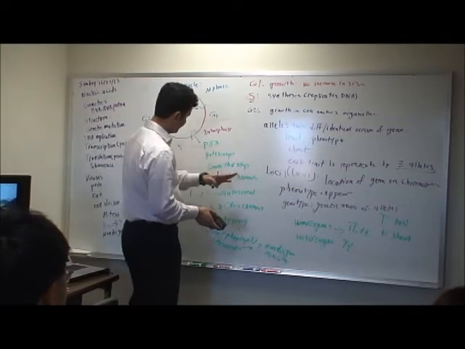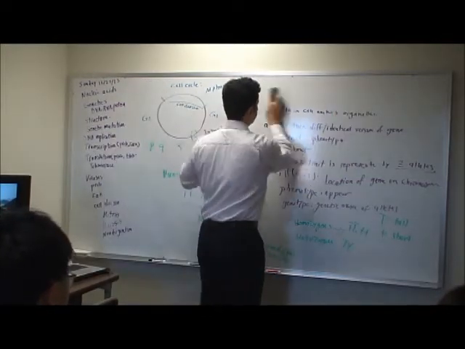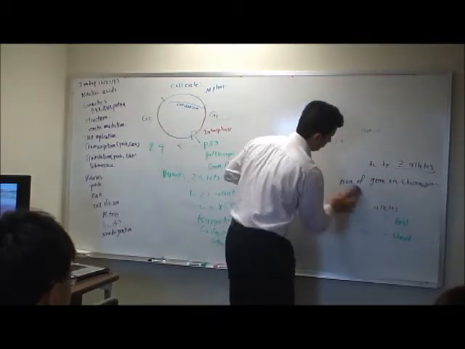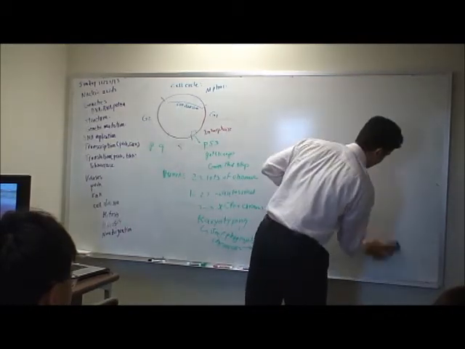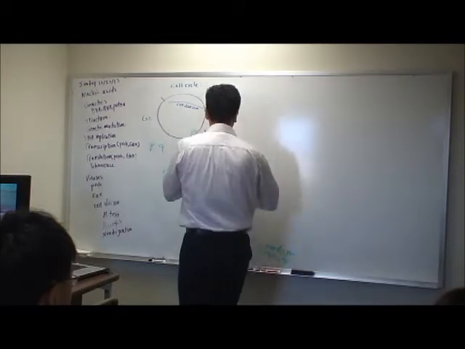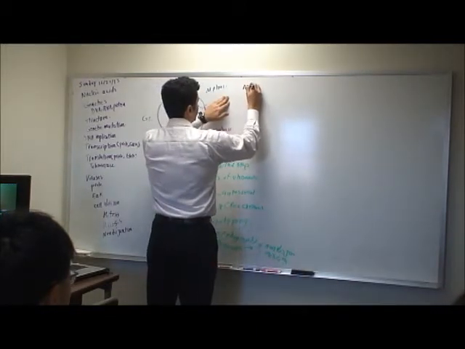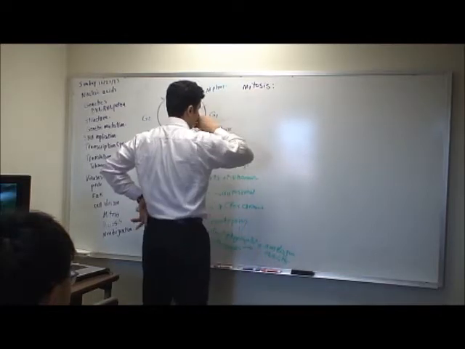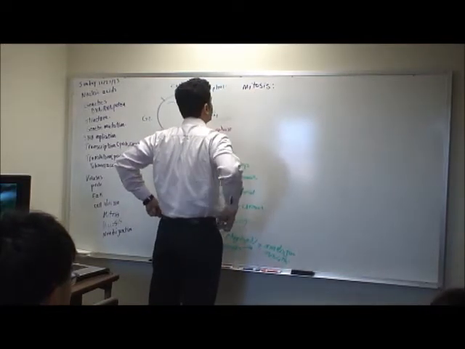Are you okay with this? All right. There are 2 different versions of cell division. One is called mitosis, the other one is called meiosis. So I'm just going to write it here, mitosis, and you guys tell me what you know. Okay, what do you know about mitosis?